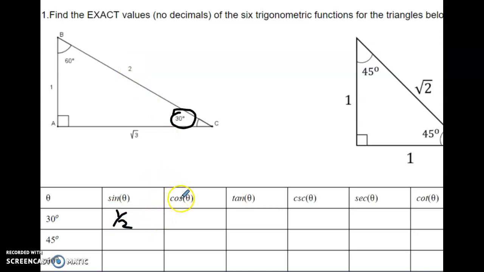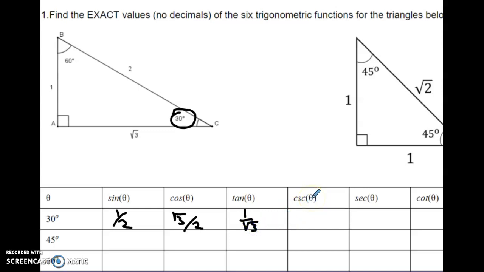I'm just going to continue on with the cosine of the 30-degree angle. Cosine is adjacent over hypotenuse, so it would be the square root of 3 over 2. The tangent is the opposite over the adjacent, so it would be 1 over the square root of 3.